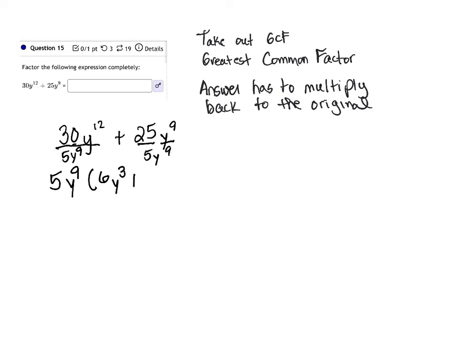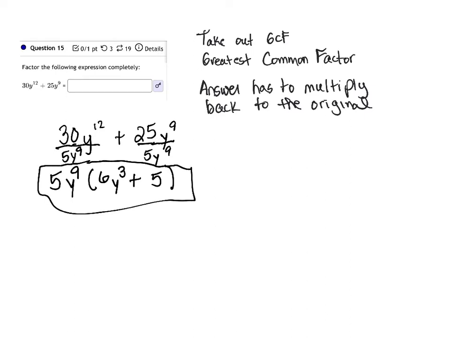Bring down the plus. 25 divided by 5 is 5. And y to the 9th divided by y to the 9th, that is going to cancel out because 9 minus 9 is 0. Anything to the 0 power is 1. So y to the 0 equals 1, and 1 times 5 is 5. Now, all of this has to go in your answer blank.